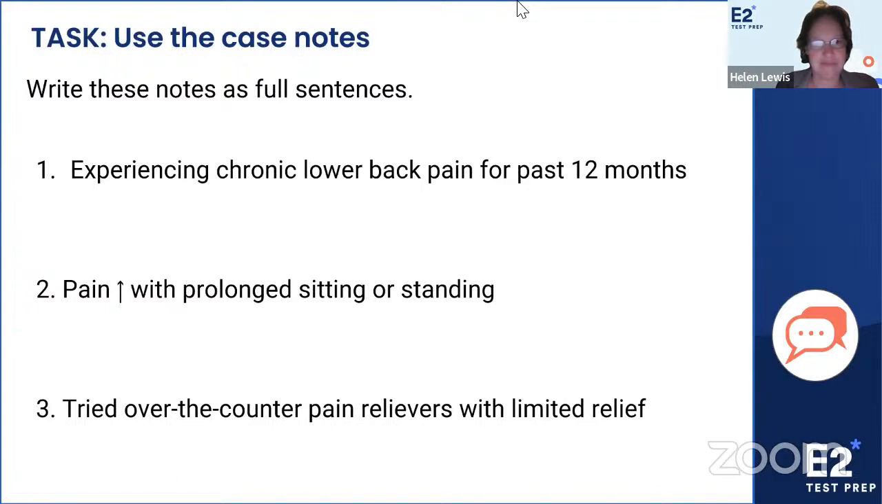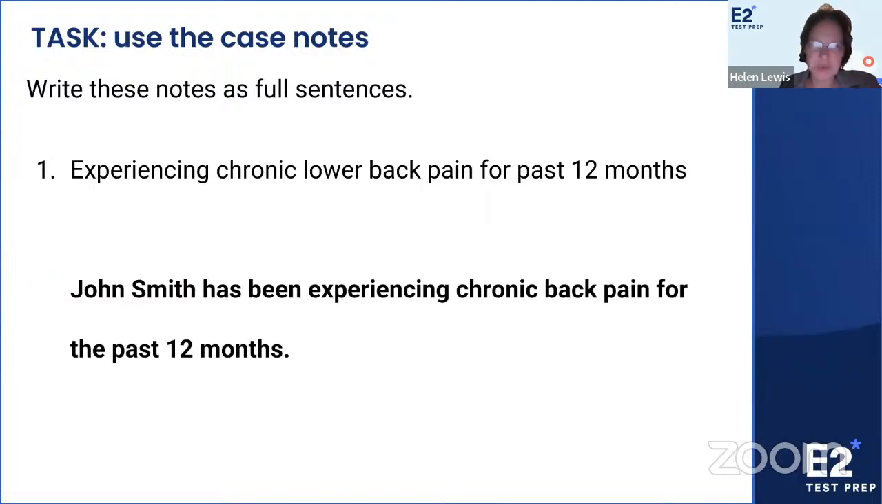Okay, let's go on. So the first one, we have John Smith has been experiencing chronic back pain for the past 12 months. So we can see the subject and a little bit of present perfect continuous in there.